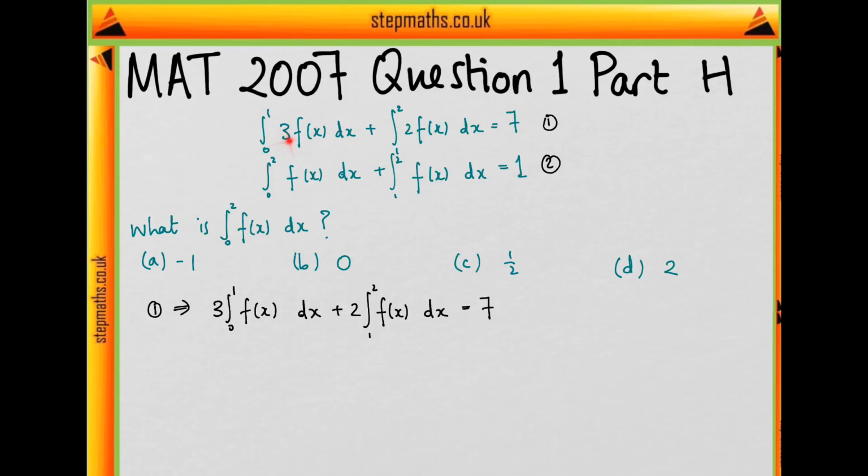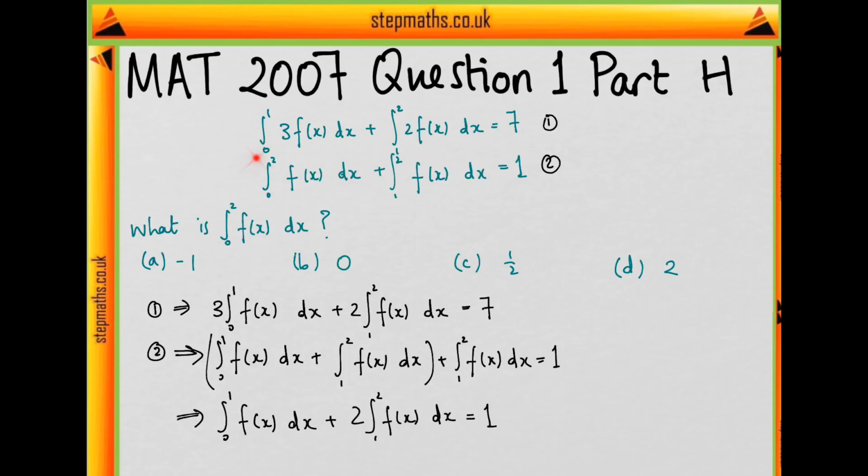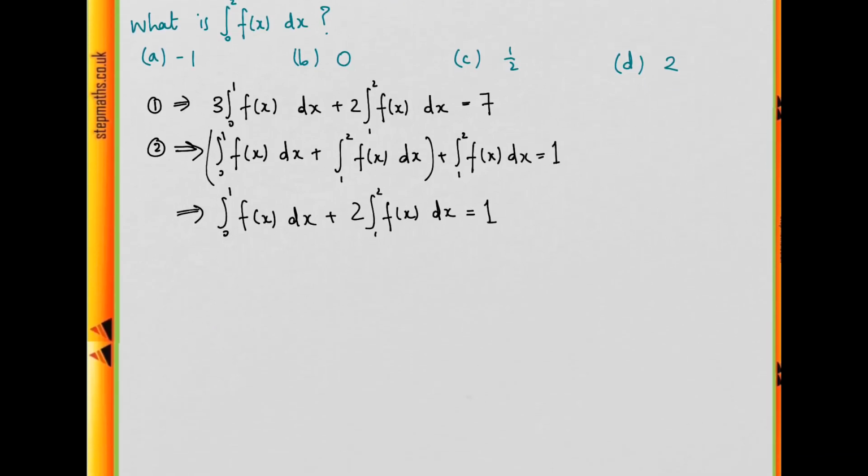So if we look at 1, then we see that we can pull out these constants in front of the integral. And if we look at 2, then we can split this first integral up into the integral between 0 and 1 of f and the integral between 1 and 2 of f. And so we see the second equation is actually equal to the integral between 0 and 1 of f plus 2 times the integral between 1 and 2 of f equals 1. So now we see that we have everything in terms of the integral between 0 and 1 of f and the integral between 1 and 2 of f.